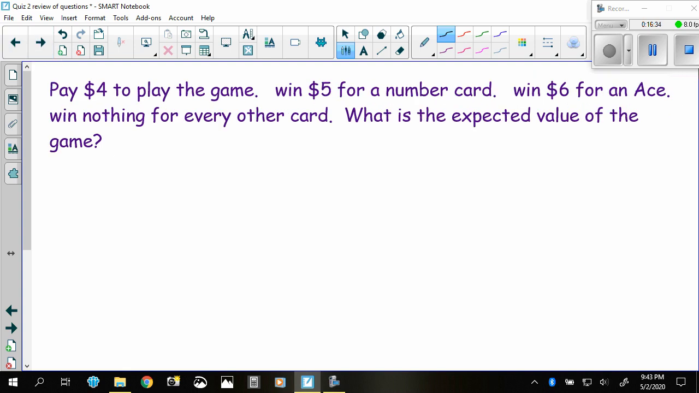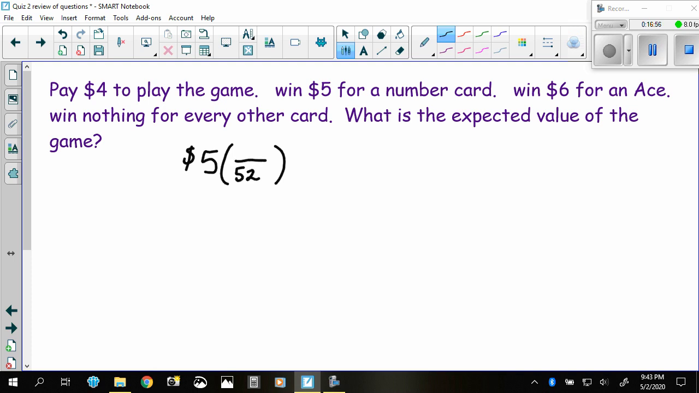Okay, this was the last question. Talked about a game, the card game. You have to pay $4 to play the game, and you can win $5 for a number card or $6 for an ace. So if you win $5 for a number card, we have to figure out how many number cards out of the 52 cards in a deck.